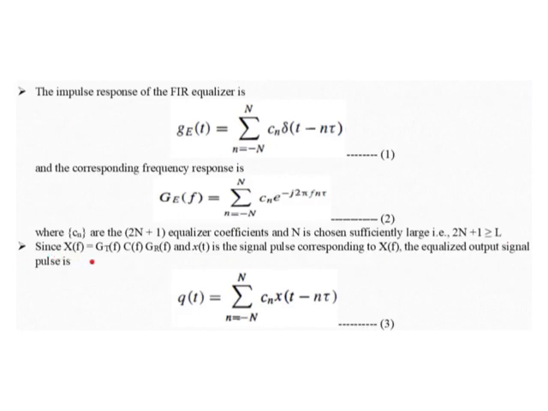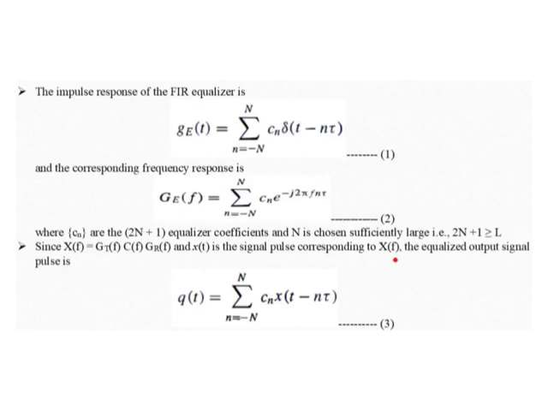Now since X of f is equal to Gt of f multiplied with C of f multiplied with Gr of f, because x of t is equal to gt of t convolved with c of t convolved with gr of t, and in the frequency domain X of f is nothing but the multiplication of the frequency representations of the transmitting filter, the channel, as well as the receiving filter. And small x of t, as we know, is the signal pulse corresponding to capital X of f.